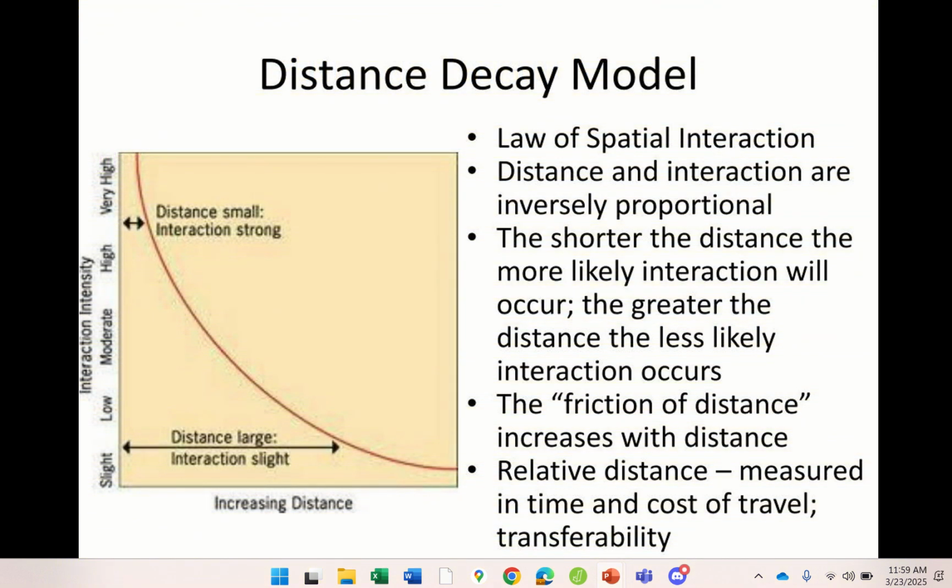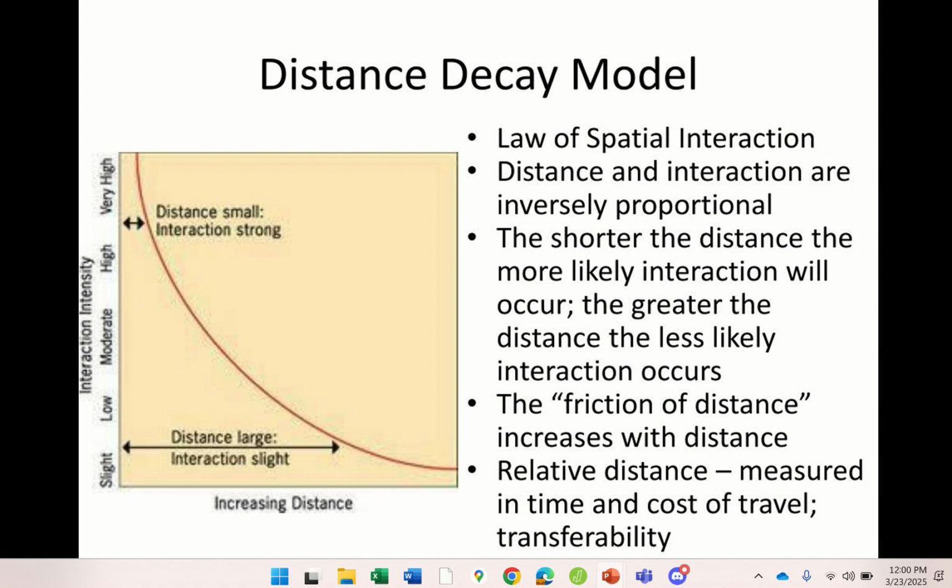So the friction of distance, right? A main component to it is what's called the distance decay model. The distance decay model describes how the interaction between two locations decreases with distance, right? So the distance and the interaction are inversely proportional, meaning that as the distance between two points gets longer or larger, how much they interact is going to decrease. But how that decrease occurs is described by the distance decay model.